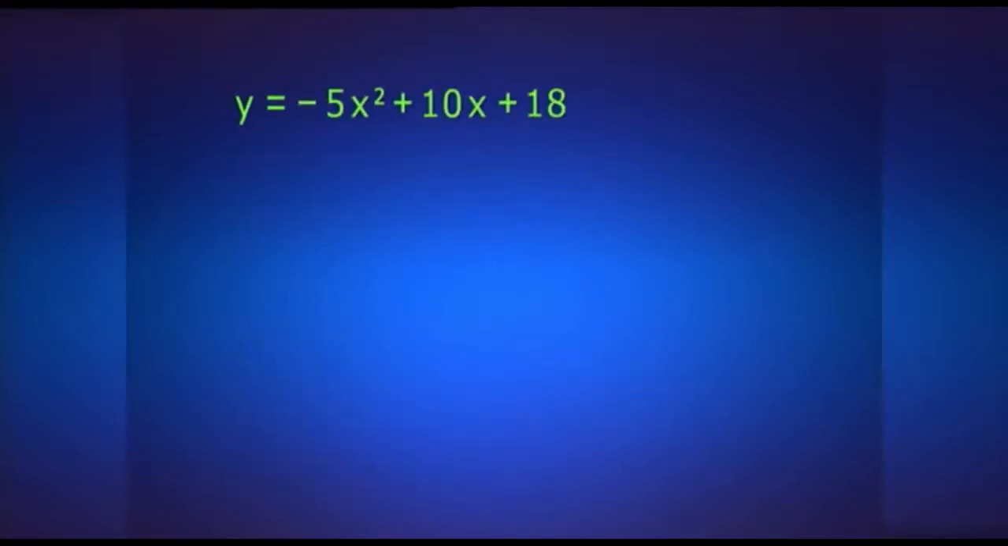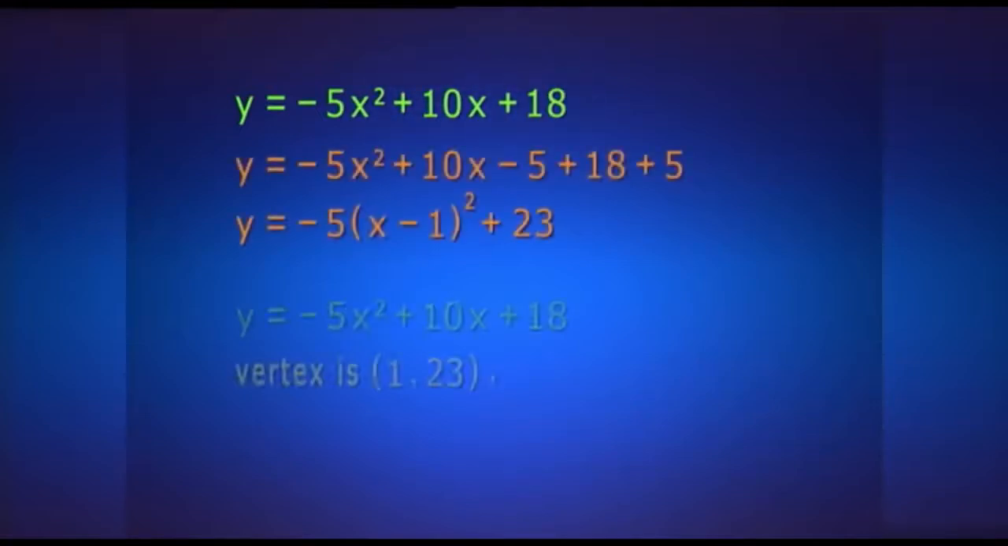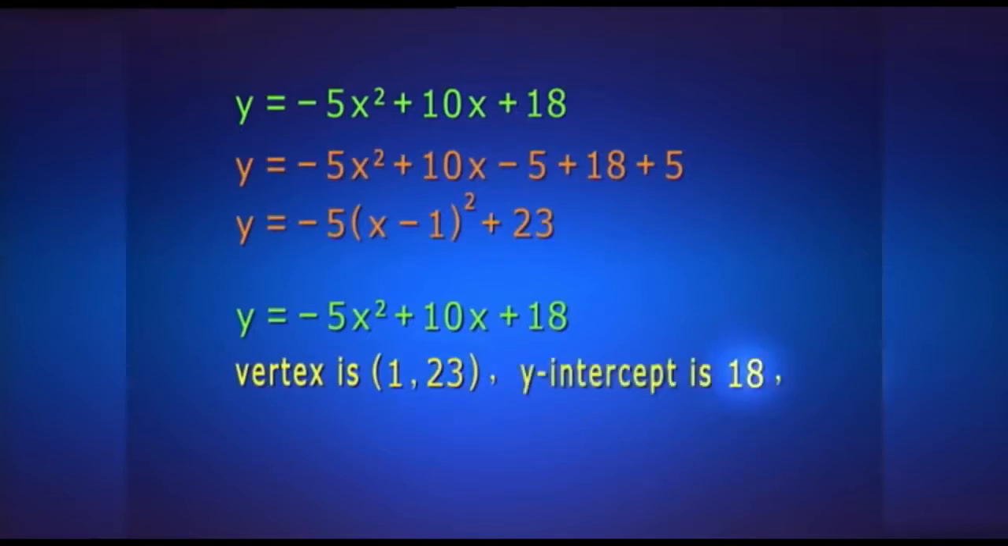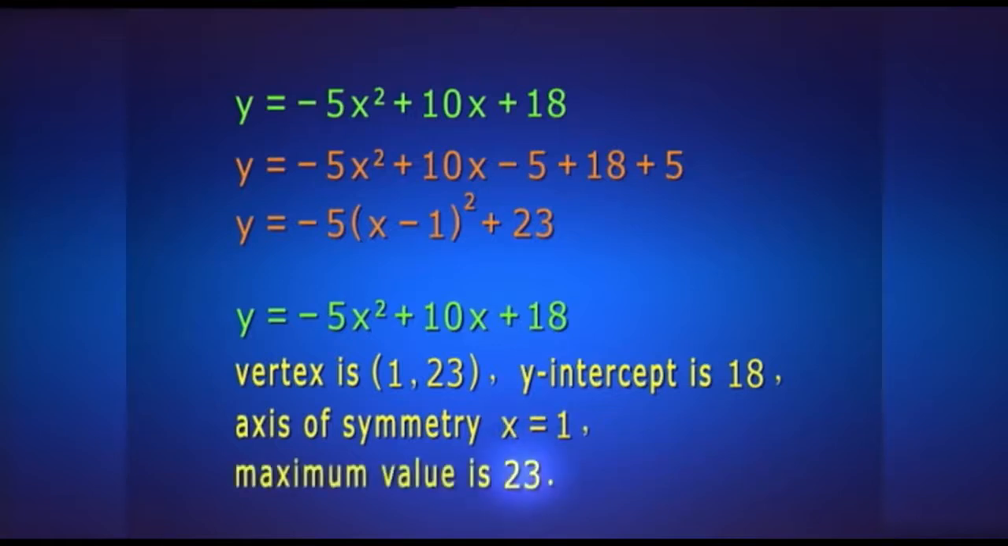y equals -5x squared plus 10x plus 18. The vertex is (1, 23). The y-intercept is 18. The axis of symmetry is x equals 1. The maximum value is 23.